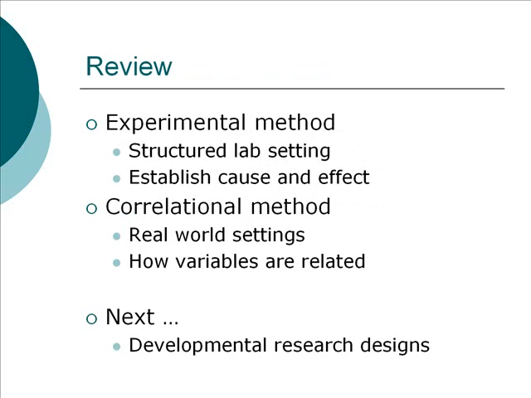So that's pretty much this module. We reviewed the experimental method, which is conducted in more structured laboratory settings, and this allows us to establish a cause and effect relationship. It is the only method that allows us to do this. The correlational method, which is usually conducted in real-world settings, can help determine how variables are related, but does not allow us to make statements of causation, such as foot size causing intelligence in children. The next module will focus on 3 different designs used by developmental researchers to measure change over time.